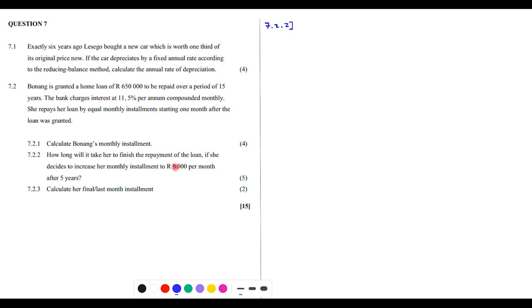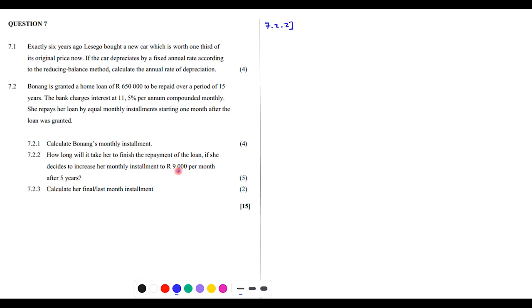So here, in order for us to understand how long it will take her, first things first, we need to understand how much the outstanding balance was when she decides to change her payment to 9,000.